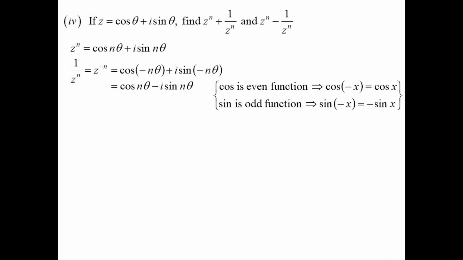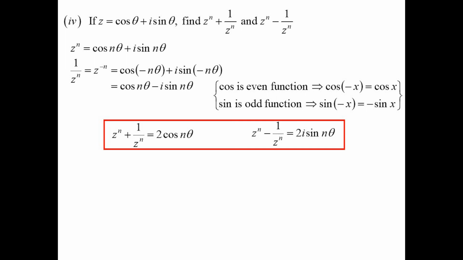Okay. So now I can add those two expressions together. Well, if I add them together, the imaginary parts will cancel, and I get 2 cos n theta. If I subtract them, now the real parts will cancel, and I get 2i sine n theta. Now those two little formulas here, if you like, can be quoted, unless of course that's what they've asked you to show. But yeah, and you can use that in solving problems, that little relationship.